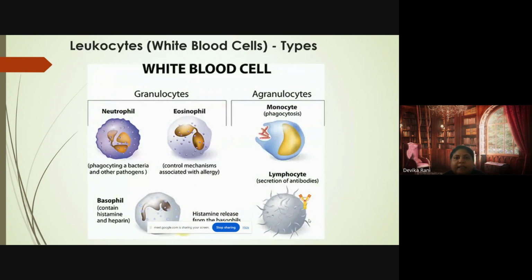So if we see, your white blood cells are divided into two types, granulocytes and agranulocytes, depending on whether they have granules in their cytoplasm or not. You see three types of white blood cells, neutrophil, eosinophil, and basophil, have granules in their cytoplasm, whereas monocyte and lymphocyte do not have granules. So they are agranulocytes.